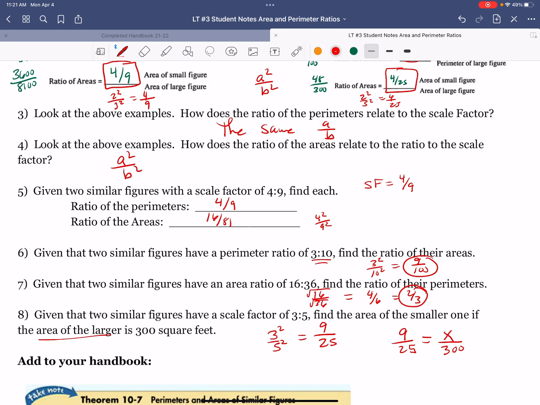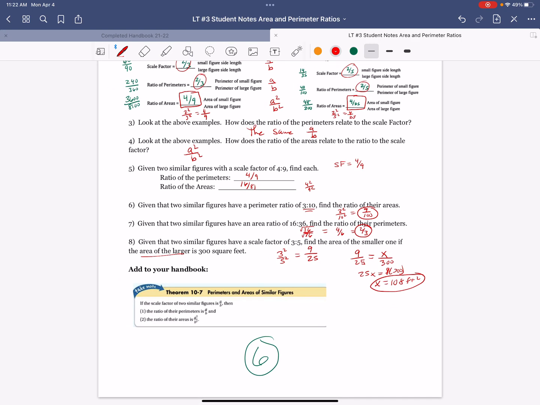Cross multiply, and you get 25X equal to 9 times 300. Solve that for X, and we get X is 108. So it's 108 feet squared. So just knowing the ratio of the areas, we can find the area of the smaller one.